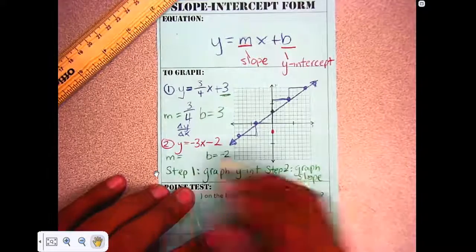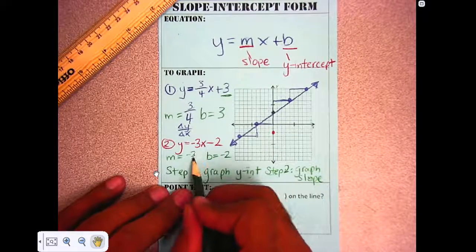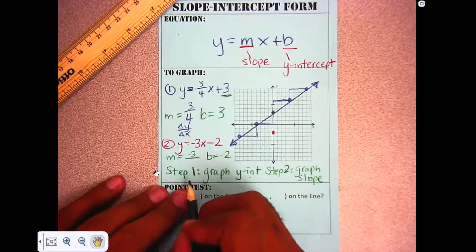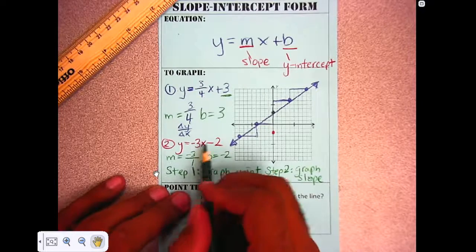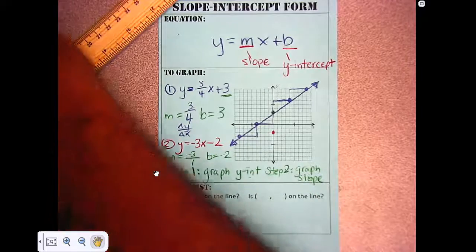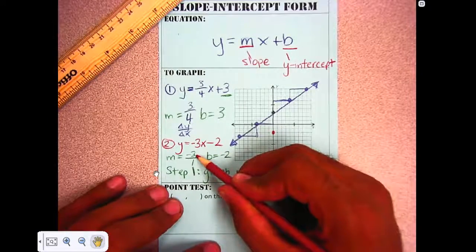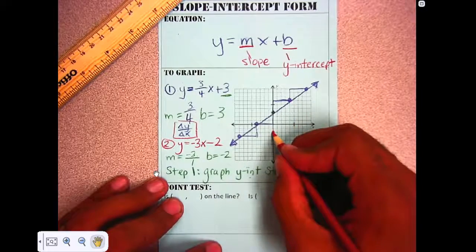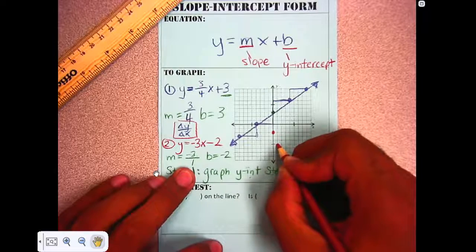Step 2. The slope is negative 3, but that doesn't tell us everything. That tells us the change in y, but I need to know the change in x, like a fraction, so I put this over 1. If it's a whole number like this, put it over 1. Now, negative 3 is our change in y, as you see here, so that means I go down 3. And the change in x is positive 1, so I go right 1.